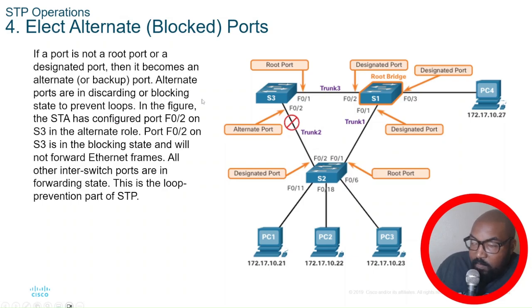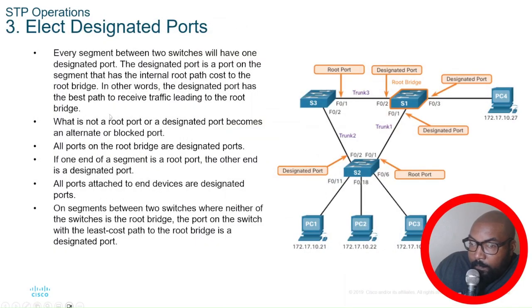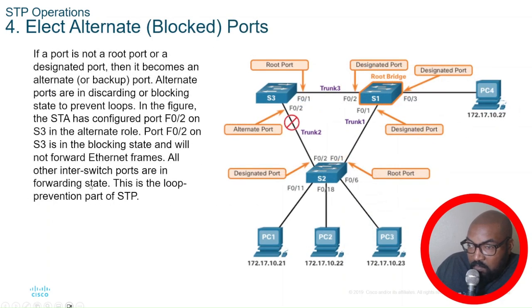All right, so let's go back to this. Let me go back to this really quick. Let's read this really quick. All ports attached to end devices are designated ports. On segments between two switches where neither of the switches is the root bridge, the port of the switch with the least path cost to the root bridge is a designated port. Okay, so we have a designated port attached to a root port. So can we have two root ports? The answer is no.